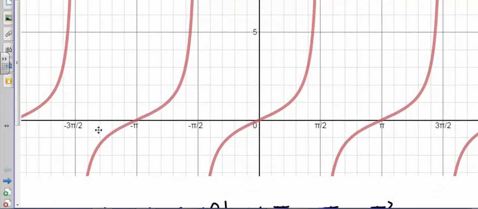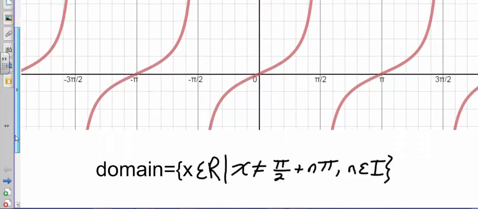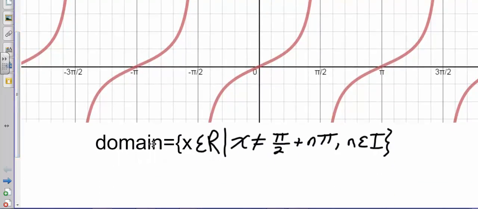So if we look at it here, again, exact same pattern. And essentially what we would tend to write is this. The domain is equal to x belongs to the real numbers, so x can be any real number, such that x does not equal pi over 2, and any combination of pi's added on to that. So pi over 2 plus pi would get me to 3 pi over 2. Pi over 2 minus 1 pi would get me to -pi over 2. Minus 1 more pi would get me to -3 pi over 2, and so on and so forth.